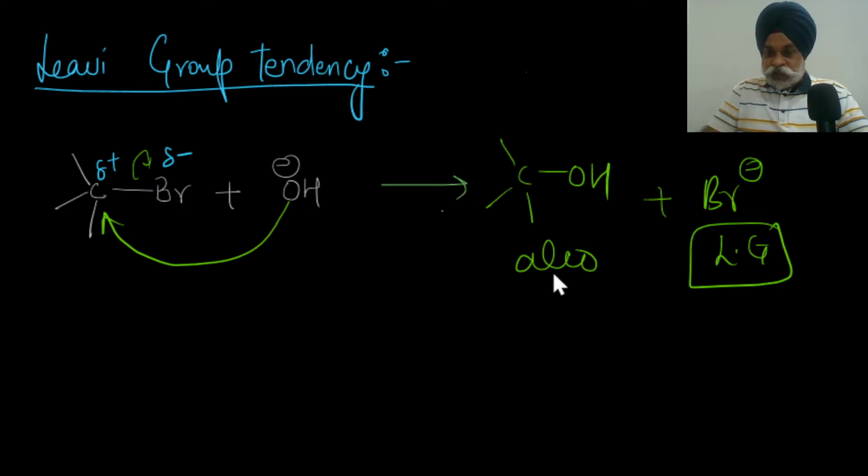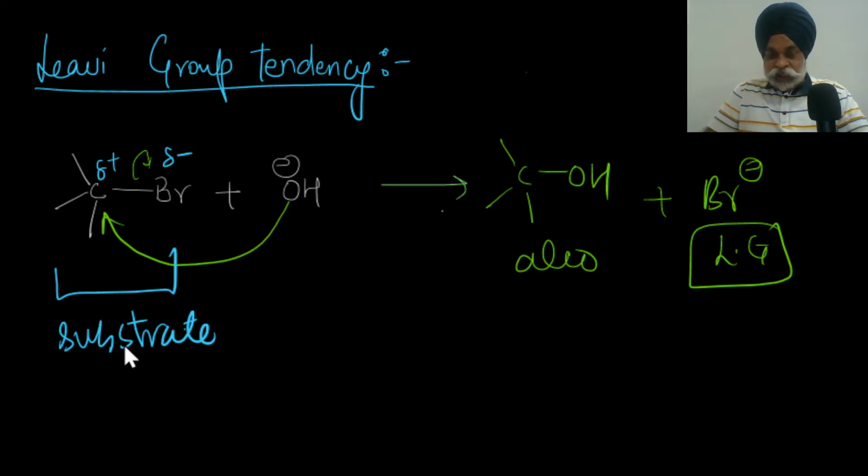So leaving group tendency: if the departing group leaves the reaction system very fast, we say that substrate is very useful for making different types of compounds, and that is why we study alkyl halides. In alkyl halides, the leaving group is the halide ion, which is a good leaving group. Why it is a good leaving group, we are going to discuss in a while. That is why alkyl halides are very good starting materials for making different compounds, because the halide ion can be displaced by most nucleophiles.